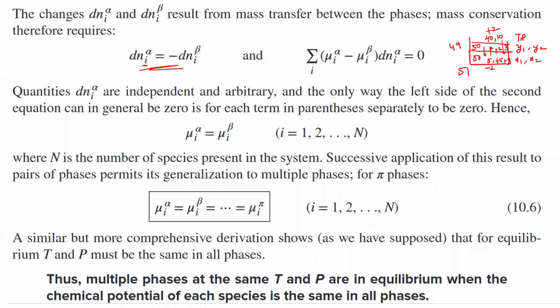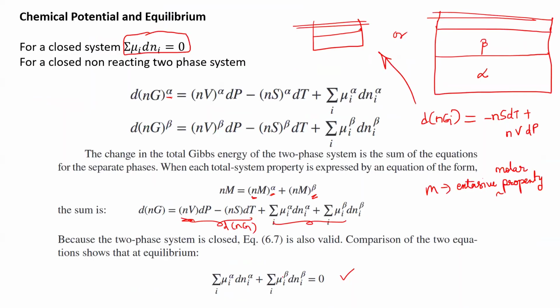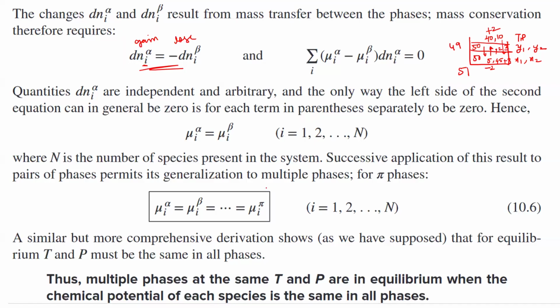But the transfer of a specific component or species in a phase, they are exchanging the same material. So that's why this is dN_i alpha, the same as gain and lose, or the opposite also. That's why the minus sign is used here. So considering that in the above equation, which is this one, we get sigma of (mu_i alpha minus mu_i beta) into dN_i alpha is 0.